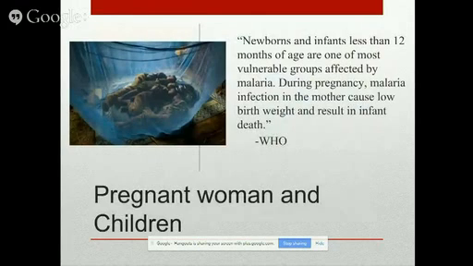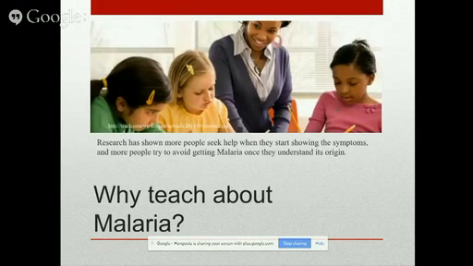We also teach about how pregnant women and children are more susceptible. Newborns and infants less than 12 months of age are one of the most vulnerable groups affected by malaria. During pregnancy, malaria infections in the mother cause low birth weight and result in infant death, according to WHO. So it's a really big thing that they know they need to be careful and cautious about malaria because it can affect them so much more.